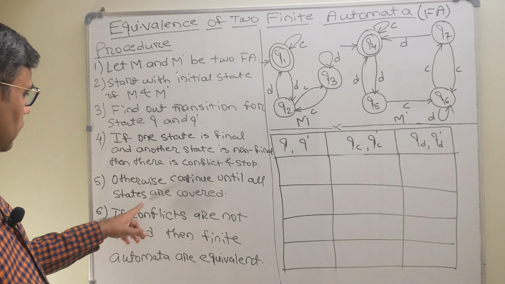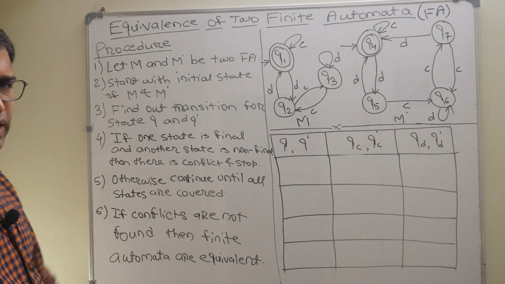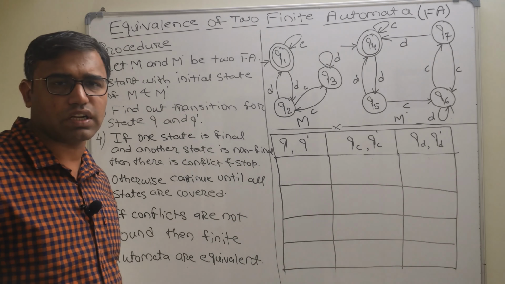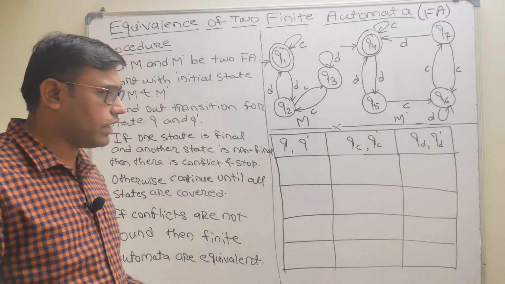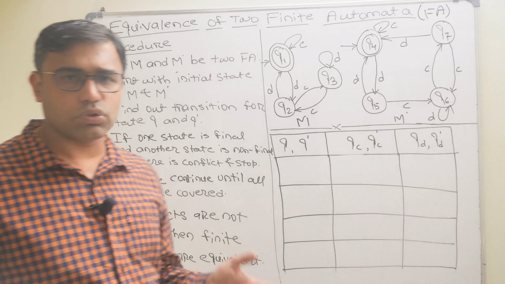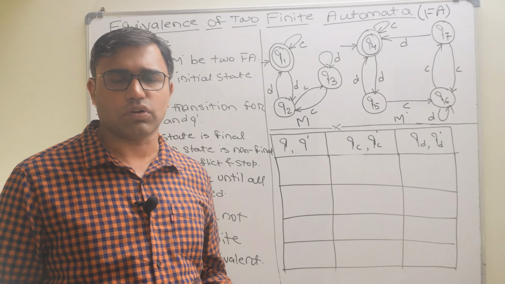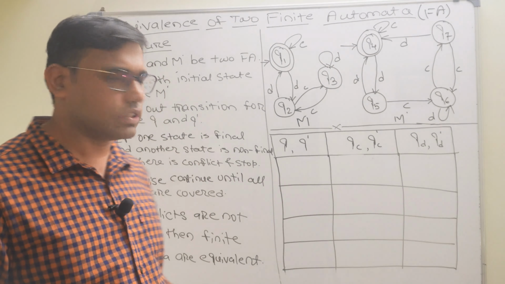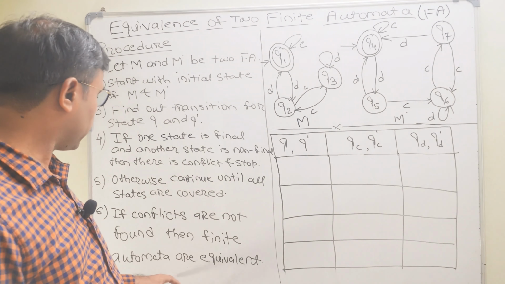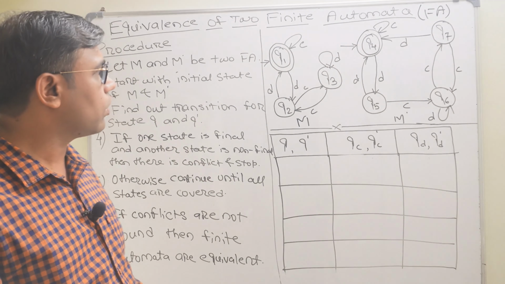Otherwise, continue until all states are covered. We have to repeat this procedure until all the states are covered, and if all the states are covered and there is no conflict, then we can say that the finite automata are equivalent. So this is the procedure for finding the equivalence of two finite automata.